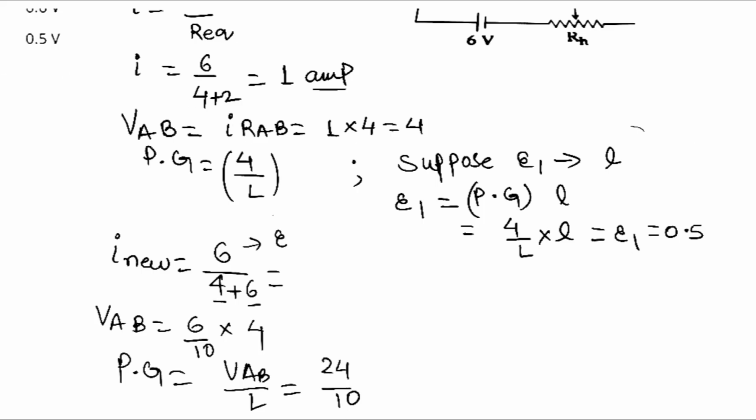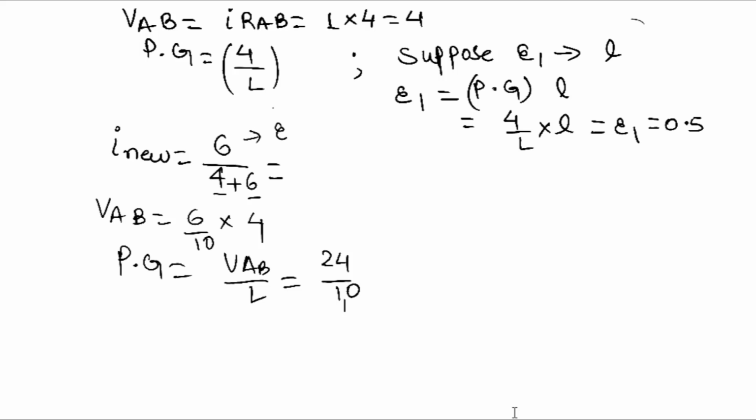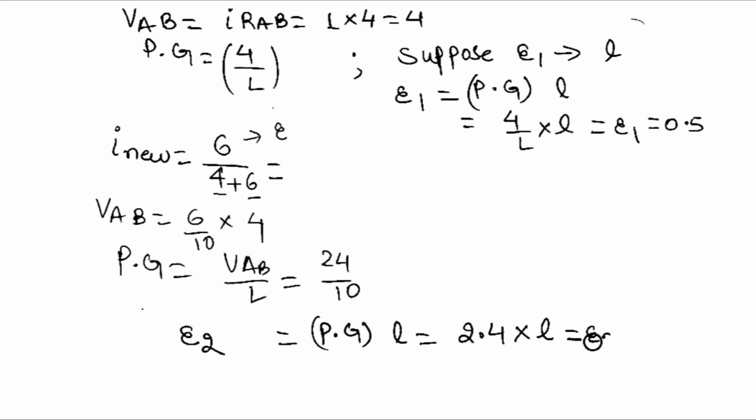Fine. If it's 24 divided by 10, so E2, with the balancing point the same, will be the potential gradient into L. The potential gradient is 2.4 into L, that is E2. Now this is equation 1 and this is equation 2. To find E2, I am going to divide E2 by E1. E2 is 2.4 into L.